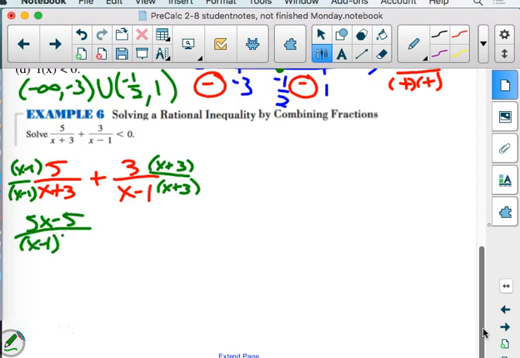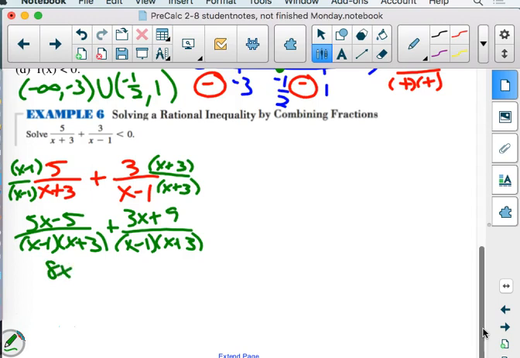over x minus 1 times x plus 3, plus 3x plus 9 over x minus 1 times x plus 3. And we'll see, yeah, we've got a common denominator now. So we're going to put 5x plus 3x, which is 8x, minus 5 plus 9 is plus 4, over x minus 1 times x plus 3. And we want to know when is that less than 0.